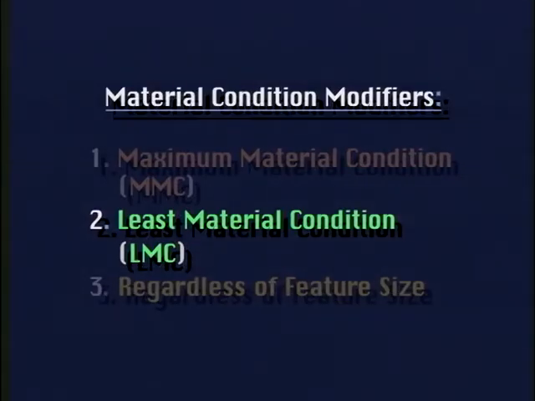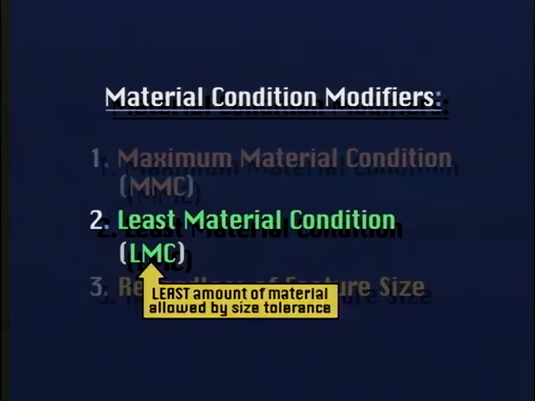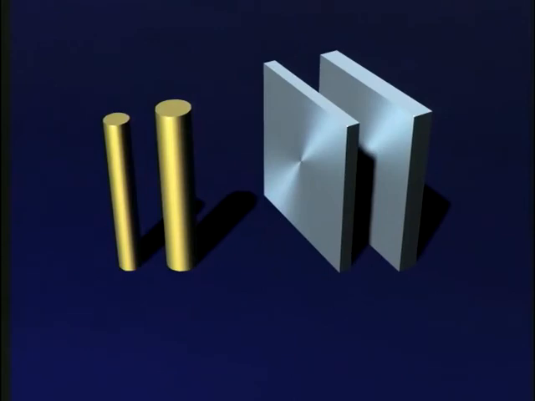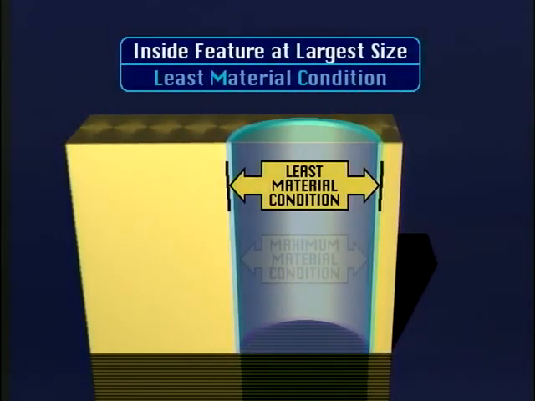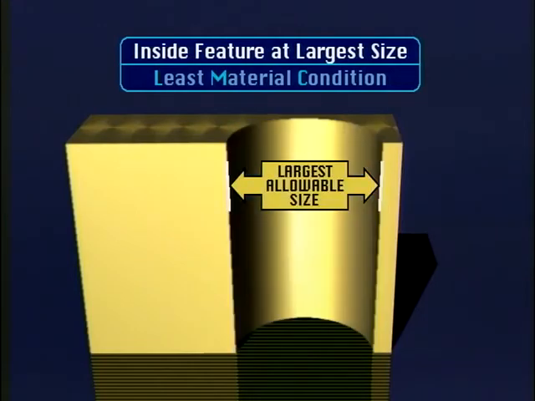Least material condition, abbreviated as LMC, is the opposite of maximum material condition. A part feature at least material condition consists of the smallest amount of material allowed by the size tolerance. An outside feature, such as a shaft or tab, is at least material condition when it is at the smallest allowable size. An inside feature at least material condition is at the largest allowable size.